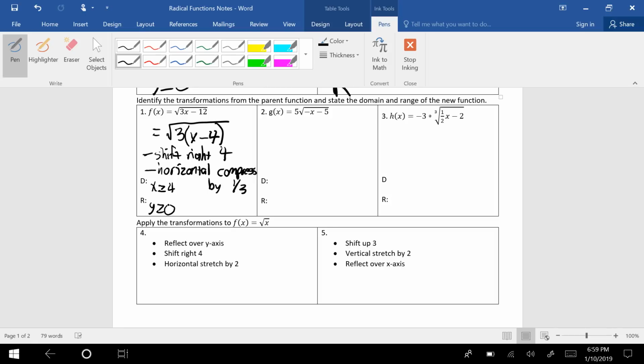Okay, so here we have 5 times the square root of negative x minus 5. Just like on this last one where we have to factor out the 3, here we have to factor out the negative 1. So we have 5 root negative and then x plus 5. So whatever coefficient is on the x here, even if it's just a negative 1, has to be factored out before we can see the shift. So this is a shift left 5. And a reflection over the y-axis.